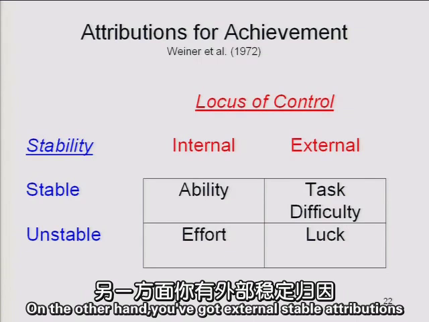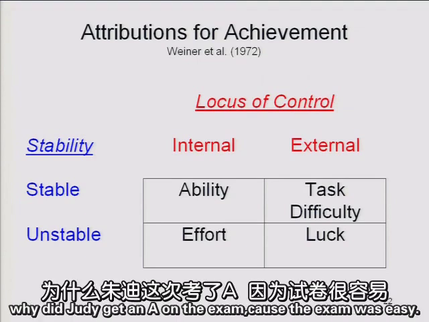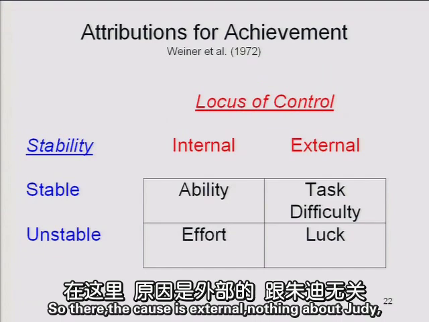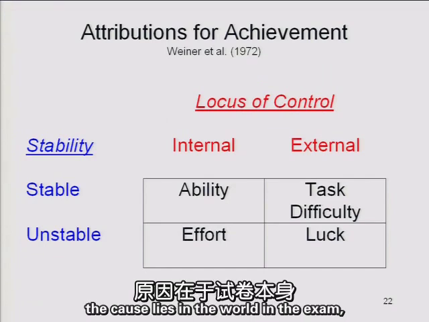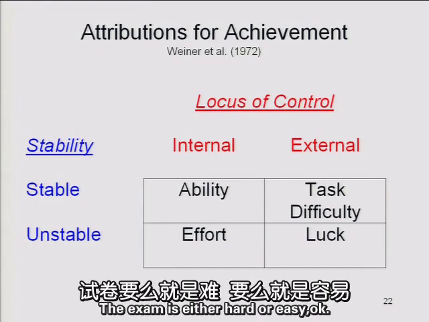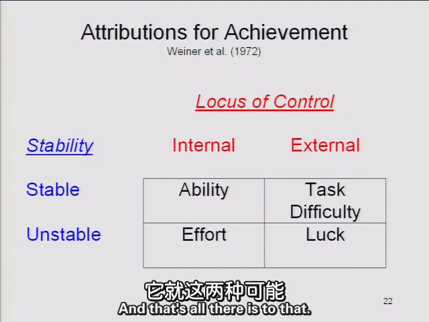On the other hand, you've got external stable attributions, which have to do with task difficulty. Why did Judy get an A on the exam? Because the exam was easy. So there, the cause is external, nothing about Judy. The cause lies in the world, in the exam, but it's a stable feature of the exam. Exams are either hard or easy, and that's all there is to that.